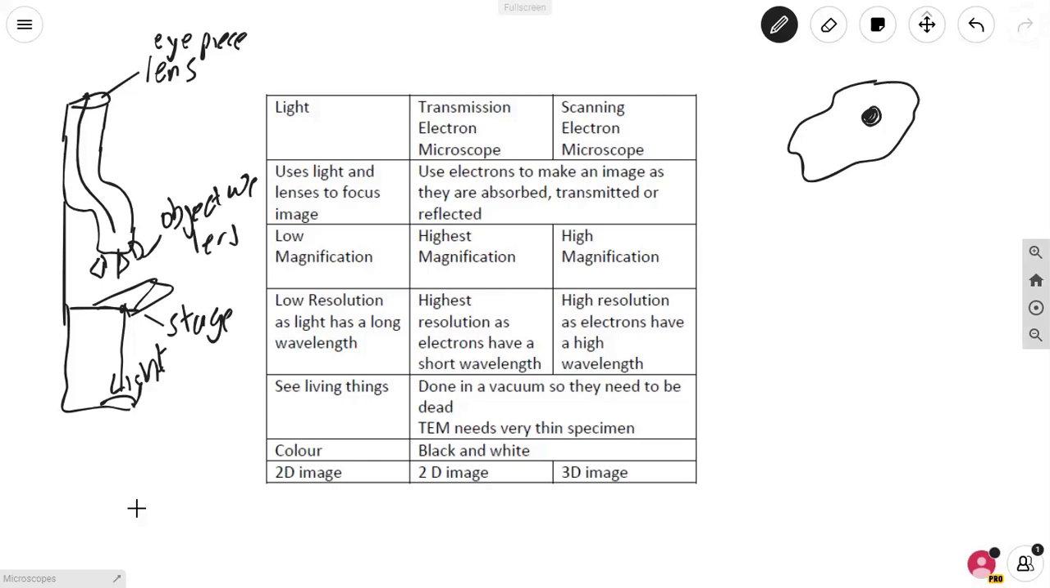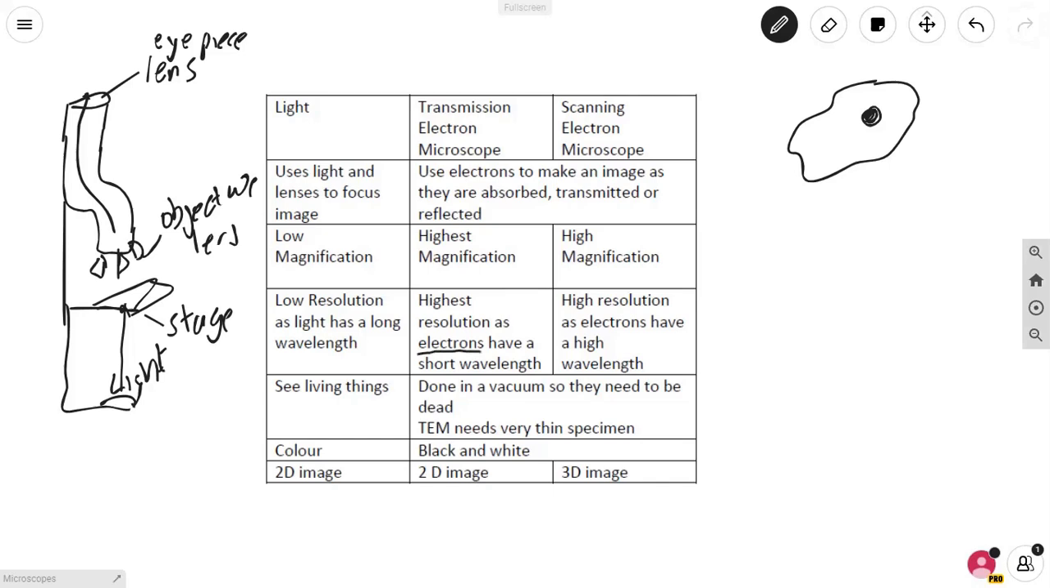So in the case of a transmission electron microscope, the electrons are either absorbed or transmitted by the actual specimen, and then that is recorded below. In the case of a scanning electron microscope, the electrons are reflected back, and then that image is recorded. Now, in terms of magnification, they have a much higher magnification than the light microscopes. The highest one will be the TEM, slightly lower will be the SEM, but still much higher than the light microscopes. And really important is they have a very high resolution, and that's because electrons have a short wavelength.